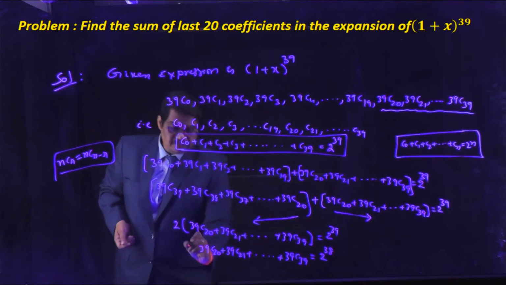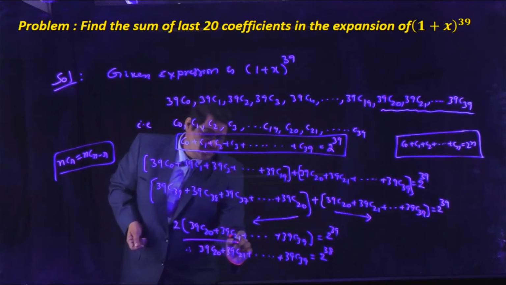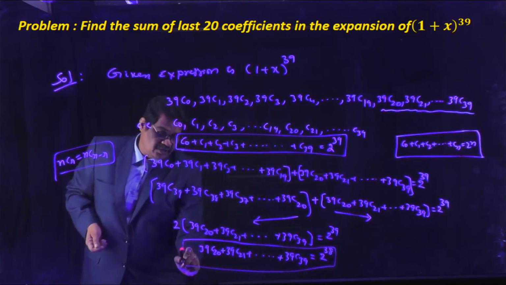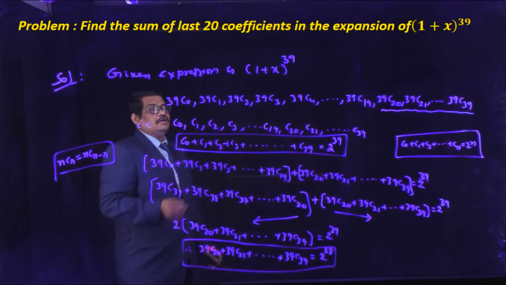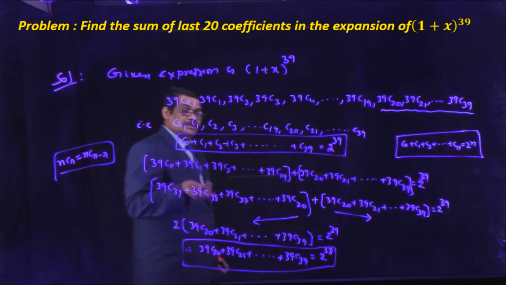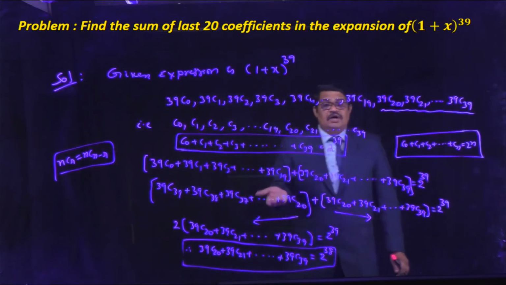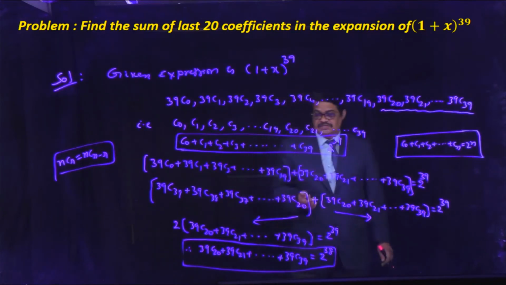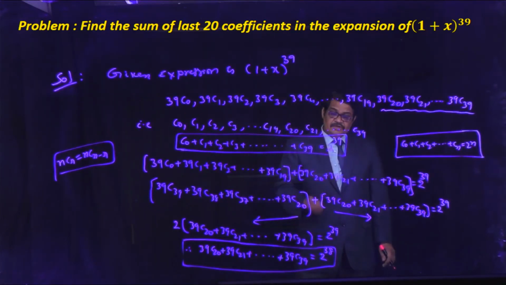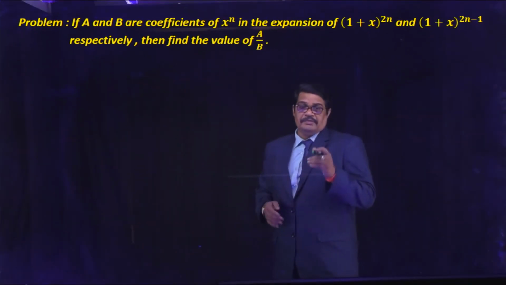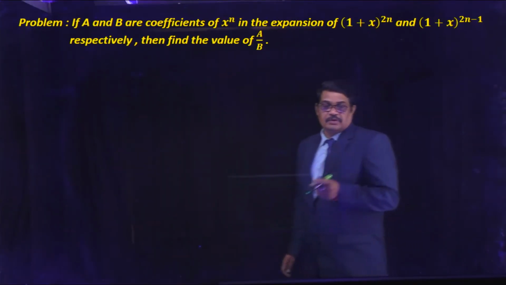So the sum of the last 20 terms in the expansion of (1 plus x) to the power n, the last 20 binomial coefficients sum, here we are getting 2 to the power of 38. Okay, see the another problem.